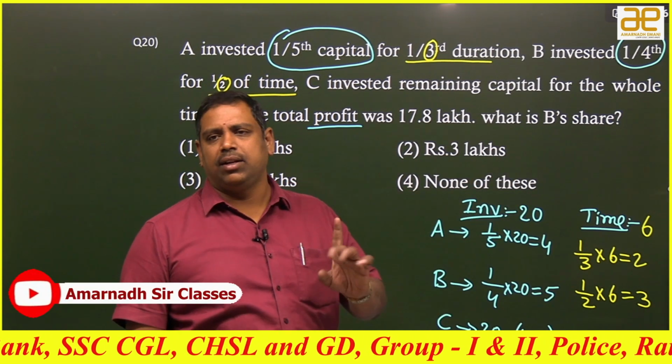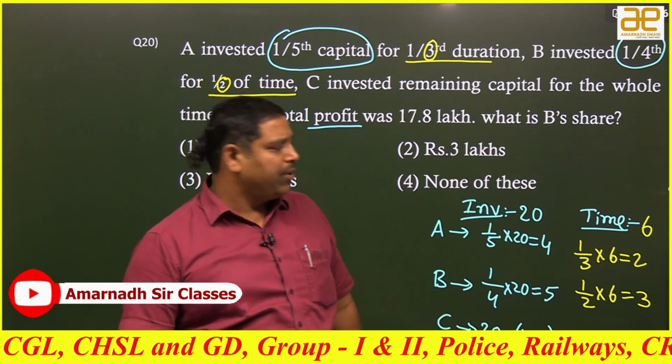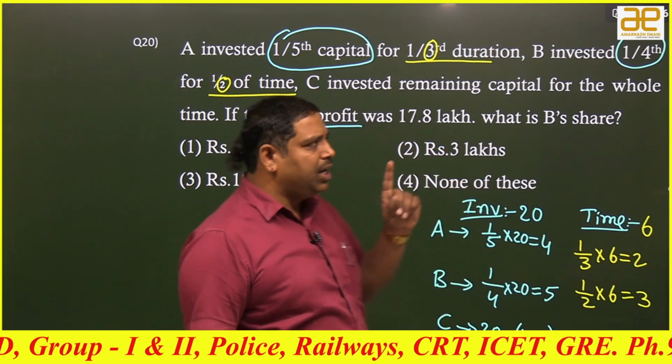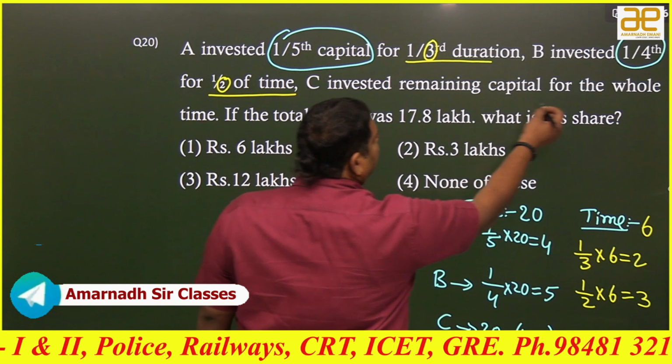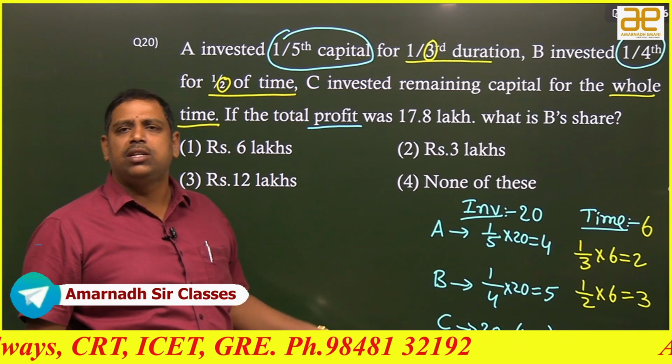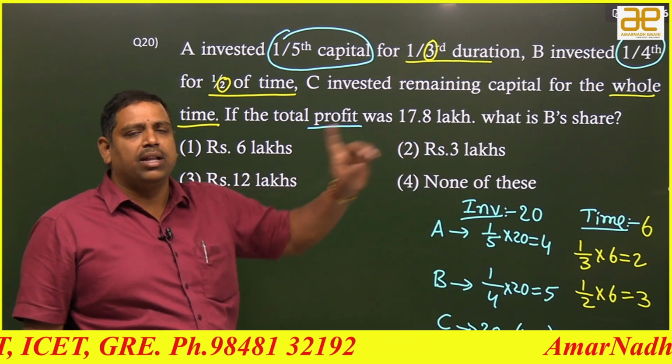Everybody will say that 1 is the one. That is the perfect wrong answer. See, you said that 6, 2 plus 3, 5 removed and you got 1. But if you read the question, C invested the remaining capital for the whole time. Hope you understand. In this model, a quite common mistake that students will make is that they take the time period as 1.